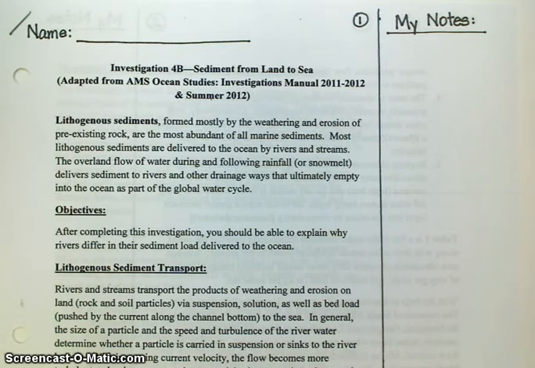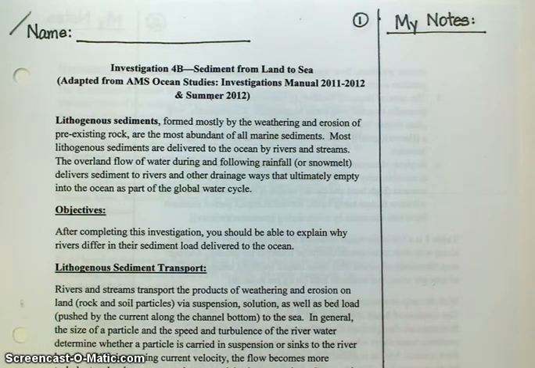All right, welcome to your screencast for Investigation 4B, Sediment from Land to Sea. I've retyped this and simplified it a little bit, but it's adapted from the American Meteorological Society's Ocean Studies Manual. I took out the parts that didn't really pertain to what we're doing in class and shortened it a bit. But anyway, that's where this comes from.